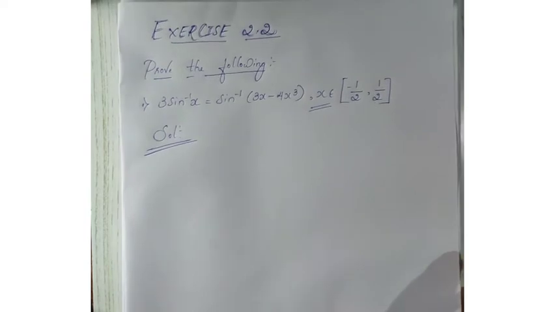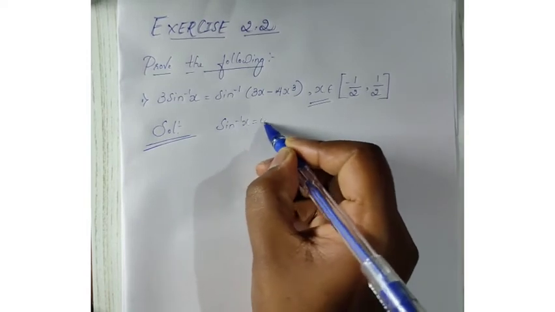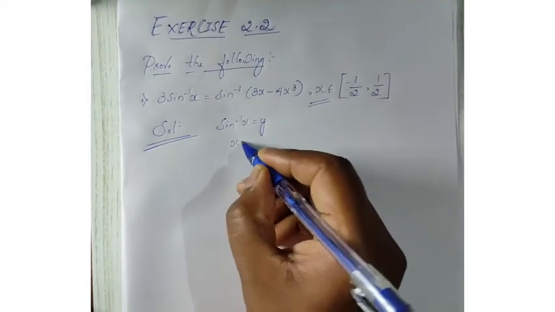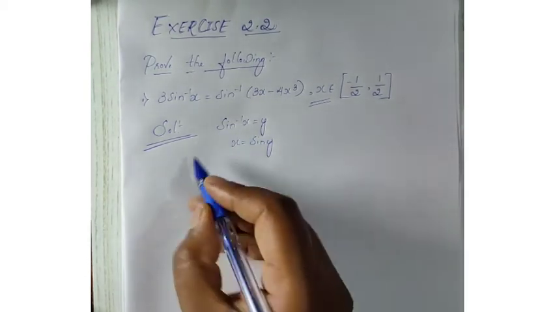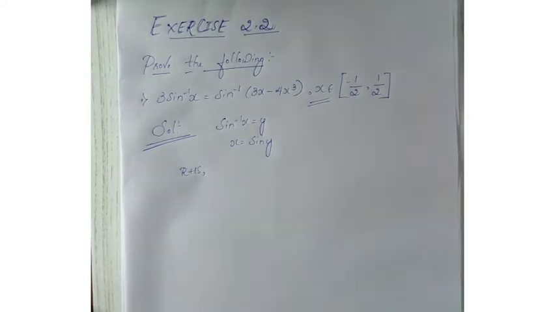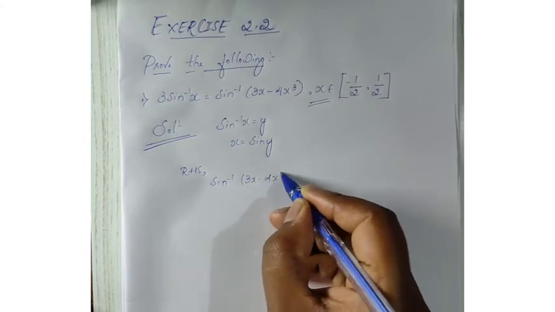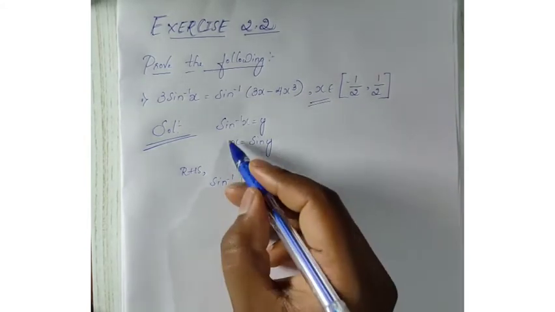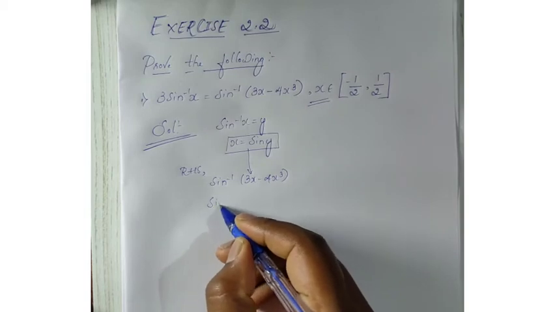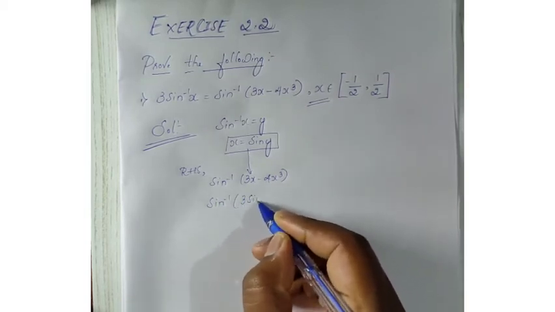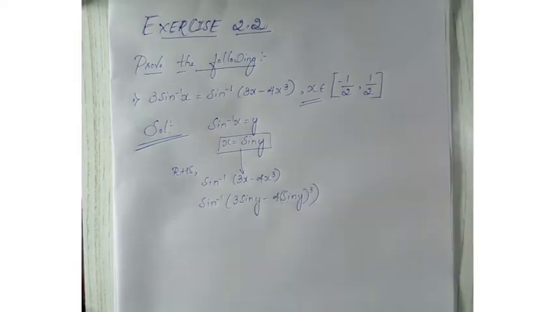Since we need to prove, consider sine inverse x as y. Then you can write x as sine y. Now consider the RHS part of the question. What is the RHS part? That is sine inverse of 3x minus 4x cube. Now we know what x is, so just replace it over here. That is sine inverse of 3 sine y minus 4 sine y whole cube.